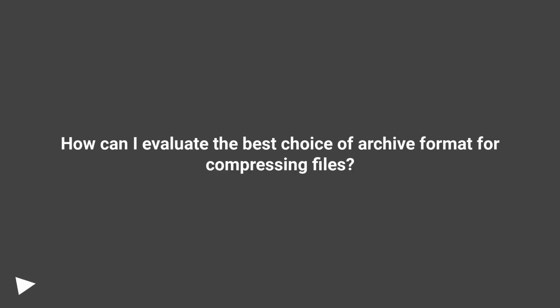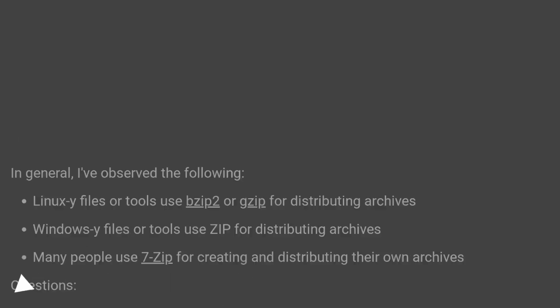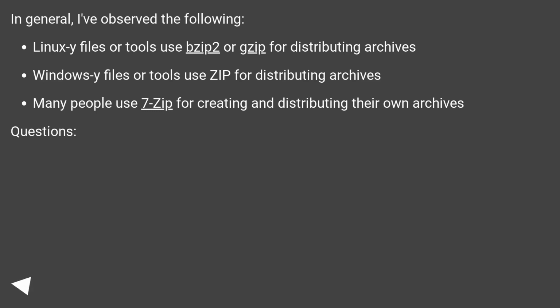How can I evaluate the best choice of archive format for compressing files? In general, I've observed the following. Linux files or tools use tar.gz or tar.bz2 for distributing archives. Windows files or tools use zip for distributing archives. Many people use 7-zip for creating and distributing their own archives.